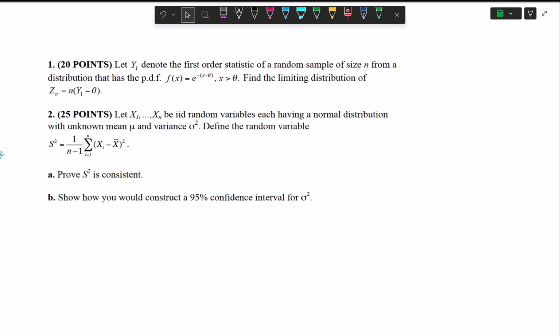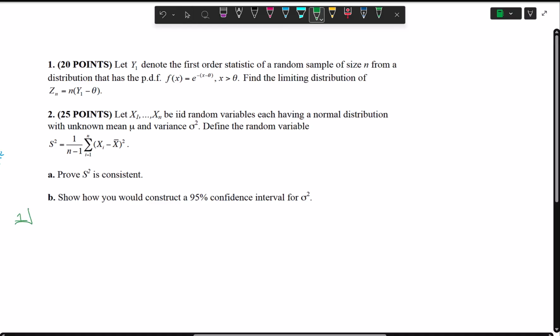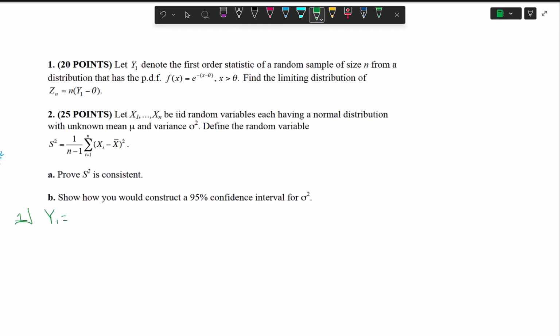All right, next up, we're looking at fall 2015. Let's just take a look at number 1 and number 2 together. Number 1, we are looking at Y1 is the minimum of the X's, and you want to find the limiting distribution of Z sub n. The classical way you want to do this when we're given a function, or I should say a transformed version of a given random variable, is through the CDF.